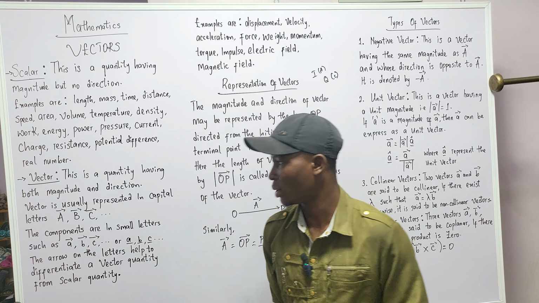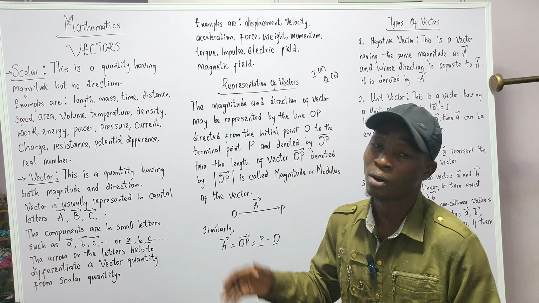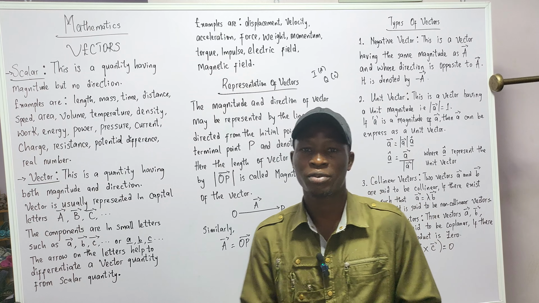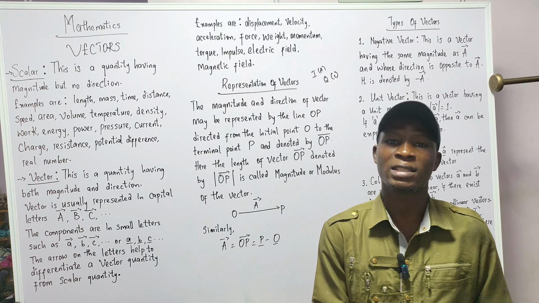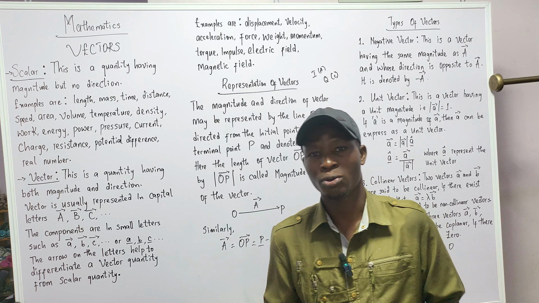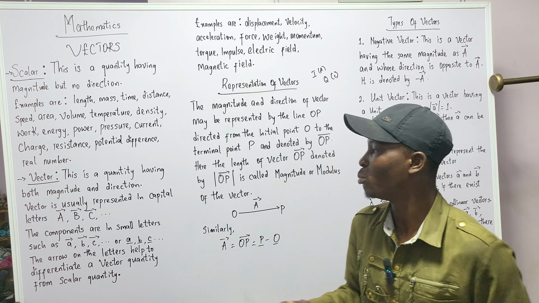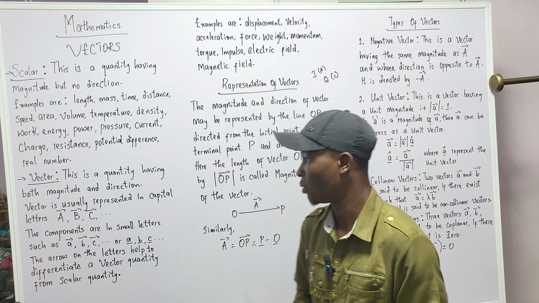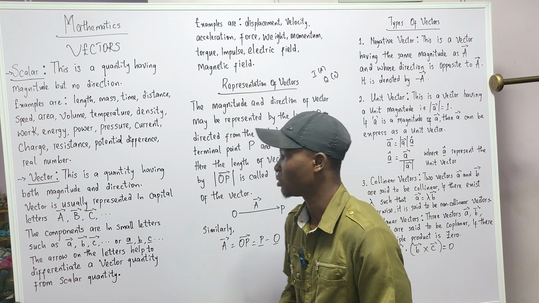So let's come to vector now. A vector is a quantity having both magnitude and direction. That's the difference between scalar and vector. A scalar has magnitude but no direction, while a vector has both magnitude and direction.